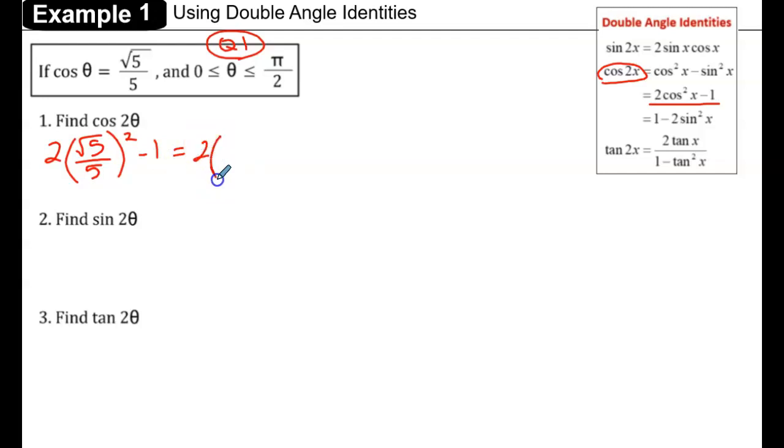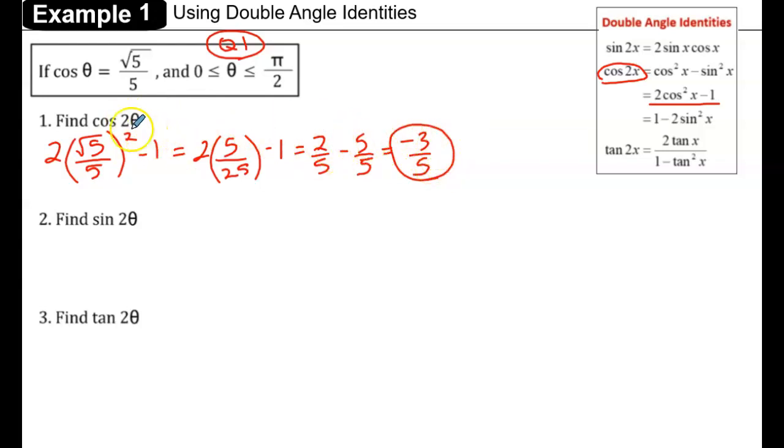So that's 2 times, and then we square the numerator, we square the denominator. Root 5 times root 5 is 5. And then in the denominator, 5 squared is 25. And then we have, to reduce that fraction to get 1/5, 2 times 1/5 is 2/5 minus 1, and we need a common denominator to subtract the fractions. So that'll be 5 over 5 for the 1, and 2/5 minus 5/5 is a negative 3/5. So the cosine of 2 times theta is equal to negative 3/5.